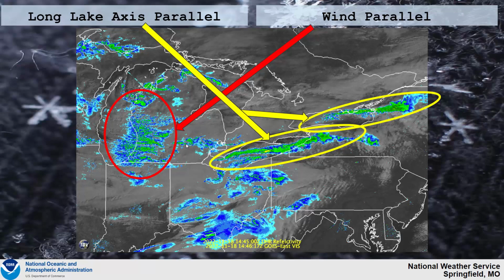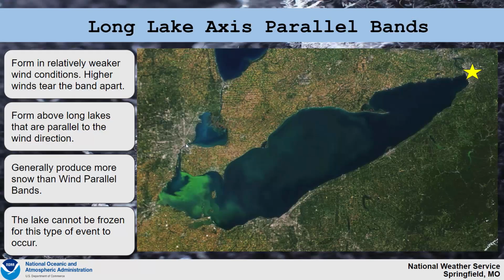So let's take an even closer look at how each of these form. The long lake axis parallel bands form in relatively weaker wind conditions. If you have too strong of a wind, that delicate band will tear apart. And just as with any lake effect snow event, the lake water will be warmer than the surrounding air.